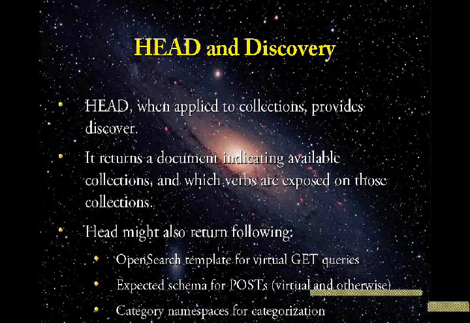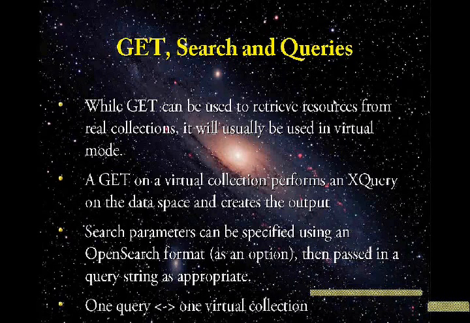Okay, almost done. Get, search and queries. While Get can be used to retrieve resources from real collections, it's usually used in virtual mode, as we discussed before. A Get on a virtual collection performs an XQuery on the data space and creates the output. Now, what that basically means is that when you're doing a Get, you're performing a query. Search parameters can be specified using something like an open search format as an example, then passed in as a query string as appropriate. You're talking about a mechanism for doing queries through that kind of a string interface. That means that you have one query through Get for one virtual collection. And there's a little bit of a definition, but that's one way of thinking about it. A virtual collection is basically a query, or a set of queries that are going to be tied in.